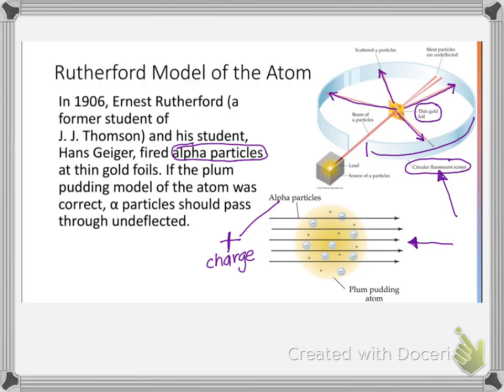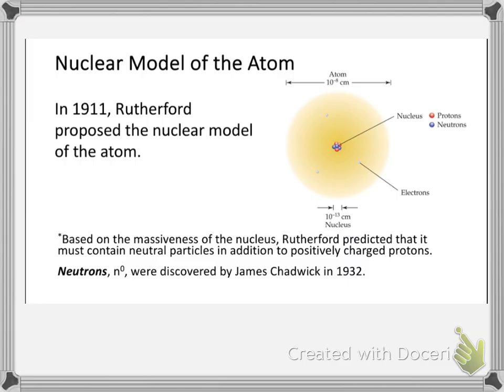So with this experiment, their hypothesis that if it was the plum pudding model, it should all go through undeflected did not occur. So now they have to back up and think, okay, that hypothesis wasn't correct. So how can we explain what we observed? So let's look at his model.